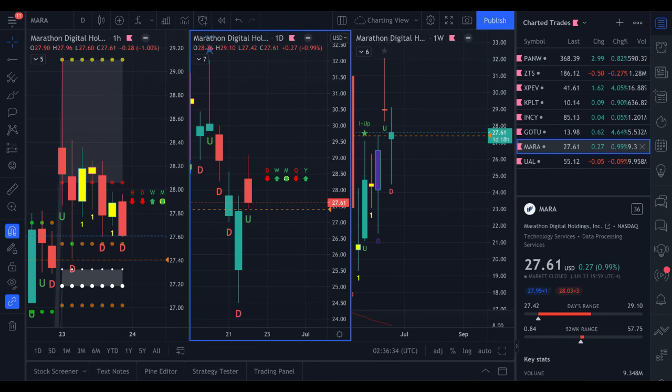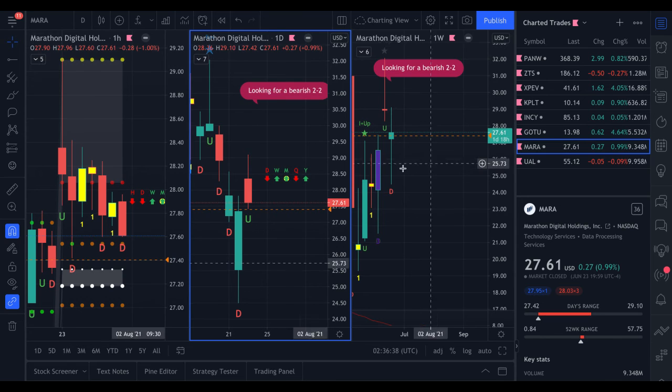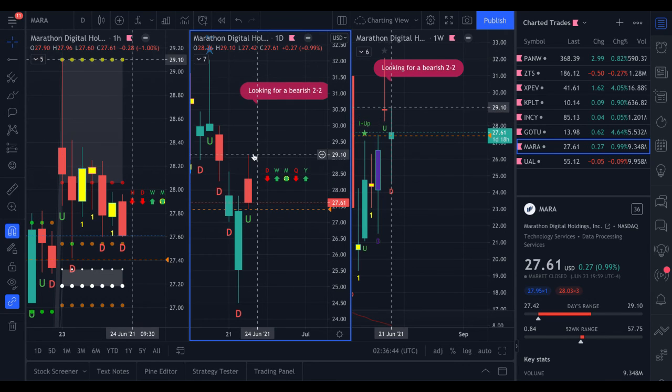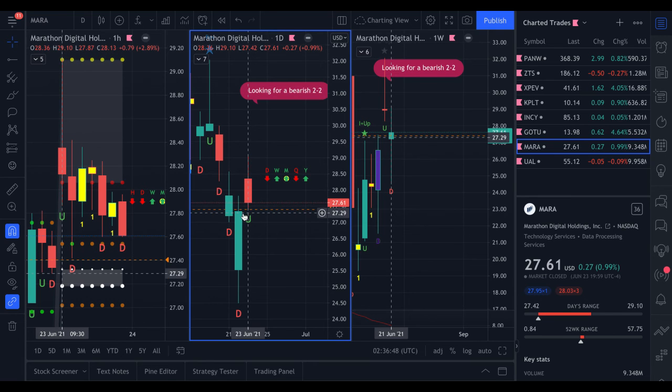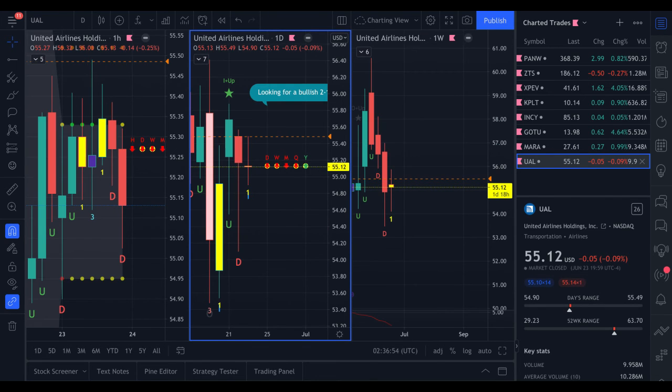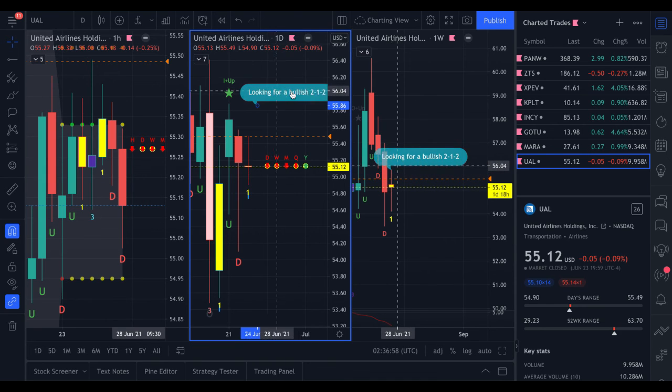Next up is Mara. I'm also looking for a bearish 2-2 in this situation. So we had a 2-2 reversal to the upside, but this ended down and gave us another shooter type situation. So I am looking for a bearish 2-2 here. And last but not least, United Airlines. I am looking for a bullish 212 here.